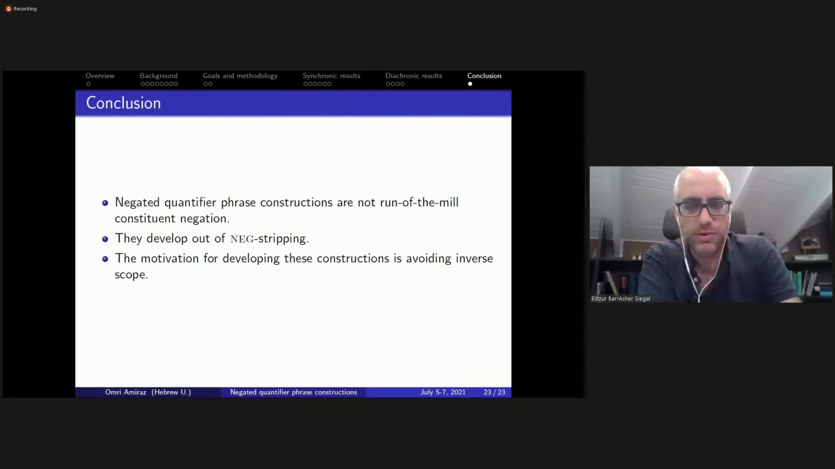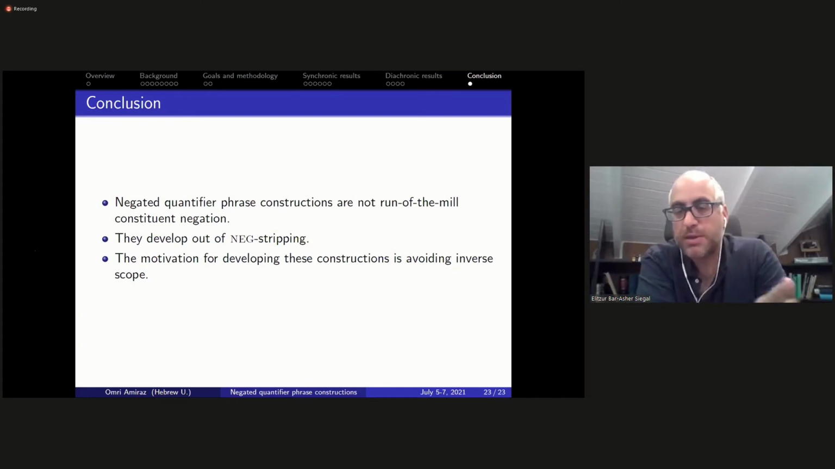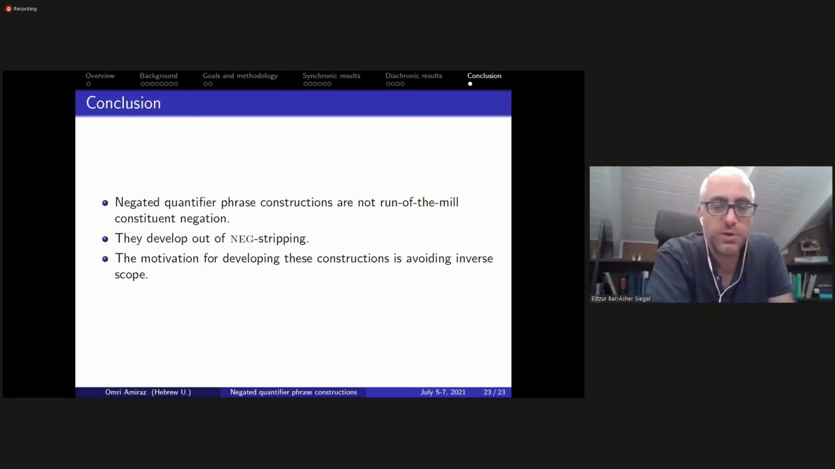So I see why you assume that it developed out of neg stripping, but I mean it looks like a very different phenomenon. So what's the connection, I would ask. Because the neg stripping, we think of, I mean the default explanation will be kind of ellipsis, but do you assume any type of ellipsis with the negated quantifier?